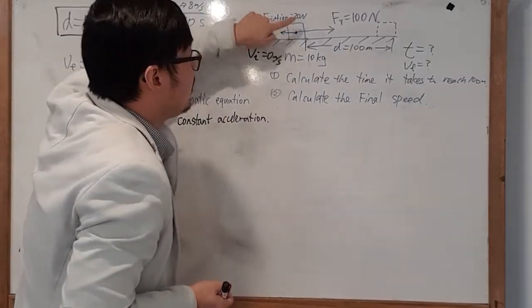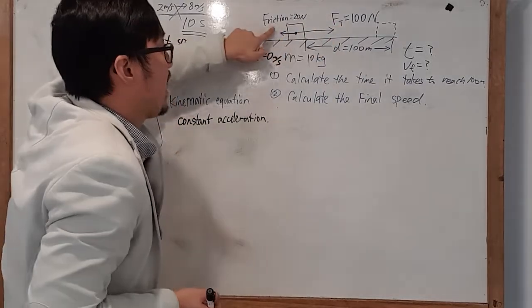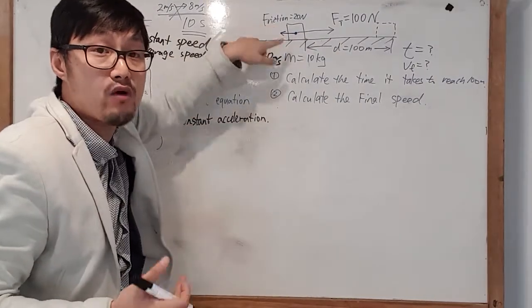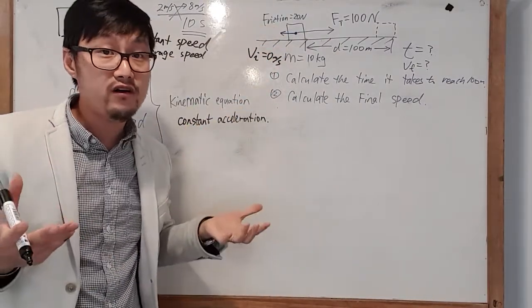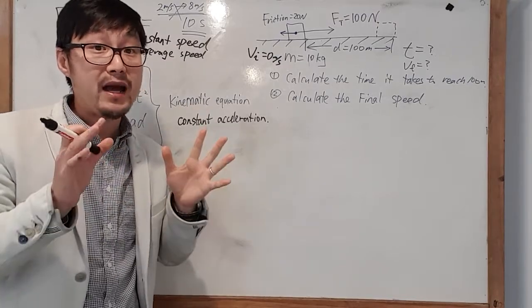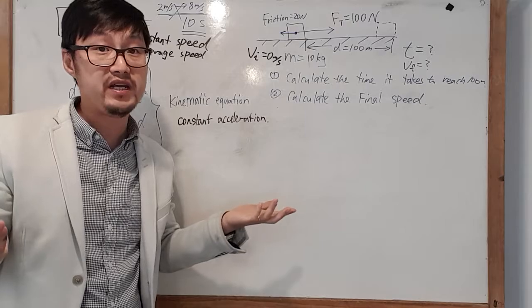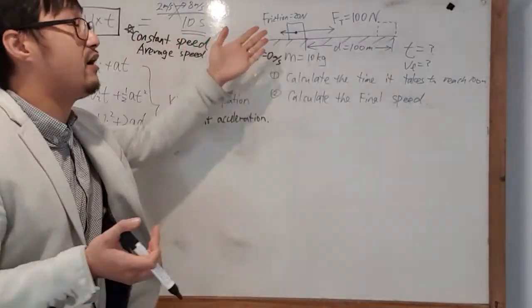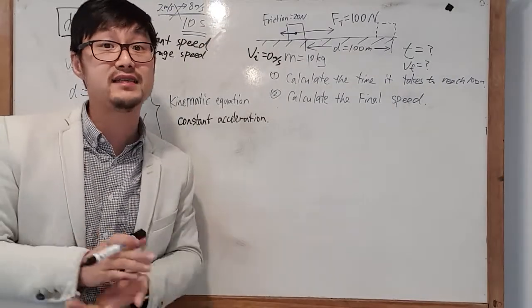So let's have a look. 100 Newton force going forward and the 20 Newton friction force going backwards. According to Newton's law from last year, the forces are unbalanced. If forces are balanced, the object is stationary or at constant speed, so then you can use this equation. But now the force is unbalanced, so there's going to be an acceleration.